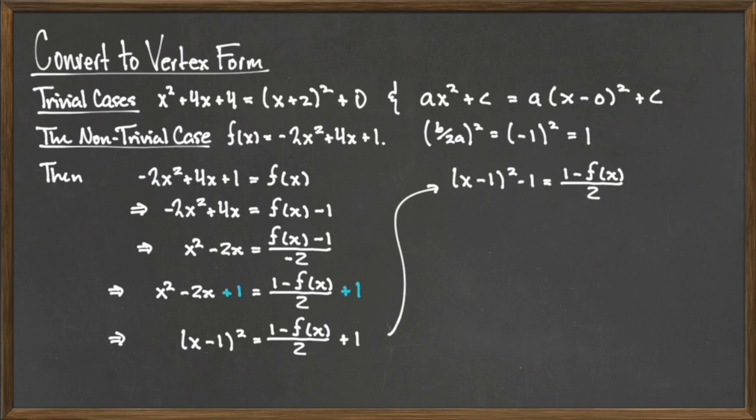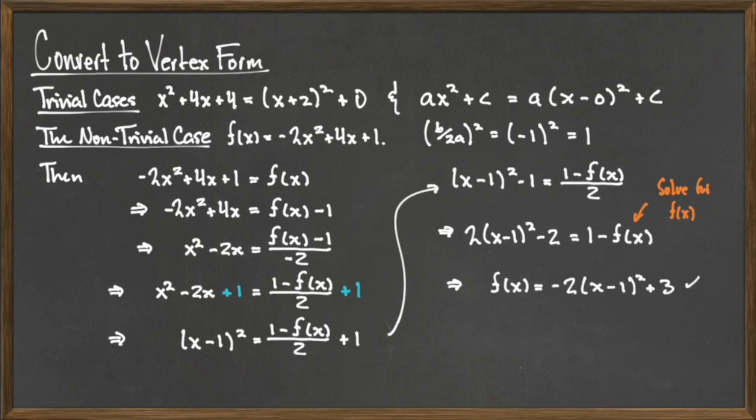First, let me clear that fraction by multiplying both sides by 2. This is going to give me 2 times quantity x minus 1 squared minus 2 is equal to 1 minus f of x. At this point, it just takes a little bit of algebra, but we can finally solve for f of x and find that f of x is equal to negative 2 times x minus 1 quantity squared plus 3. And then we can verify that this function does have a vertex of (1, 3).